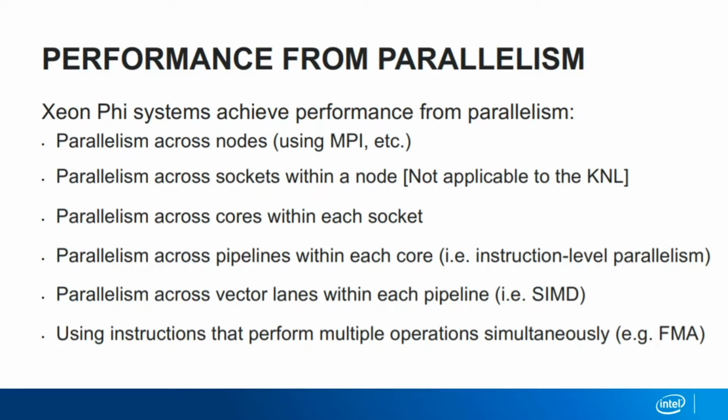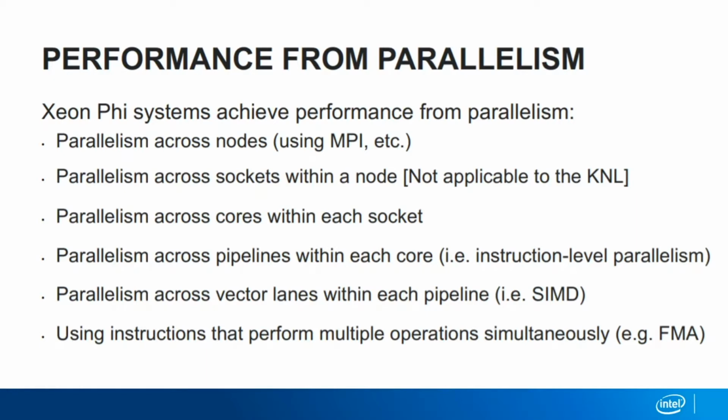Supercomputers achieve high performance by using layer upon layer of parallelism. So we have parallelism on a system level between nodes, which we normally exploit through MPI. We can have parallelism within a node in the case that a node has multiple sockets. But then within a socket, we have parallelism by having many cores.